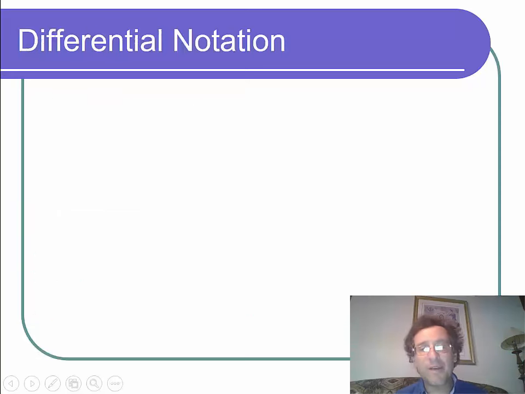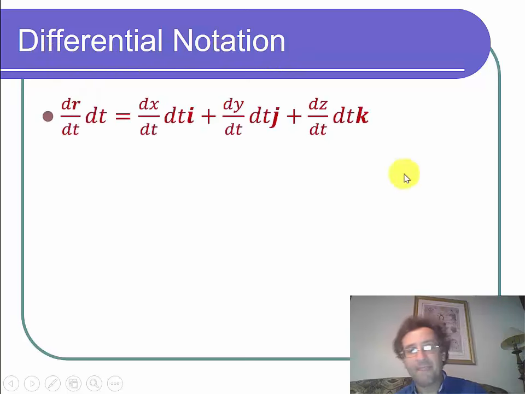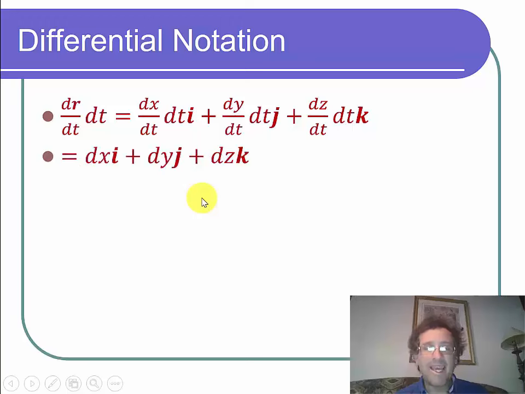The last thing I want to talk about is differential notation. And it says the following. We can think of dr/dt times dt as equal to dx/dt dt i plus dy/dt dt j plus dz/dt dt k. And now I know they're not fractions, but we can kind of think of them that way. We can cancel, and we get that this is equal to dx i plus dy j plus dz k.